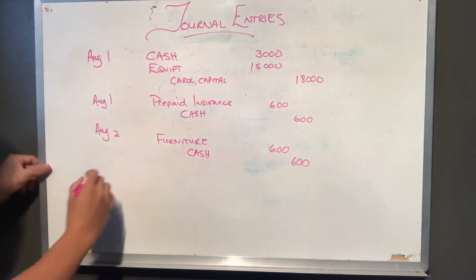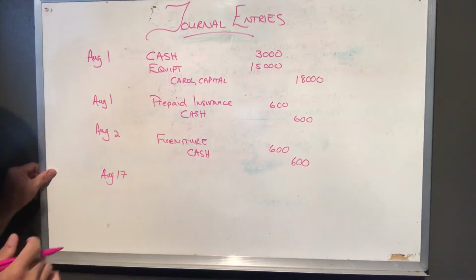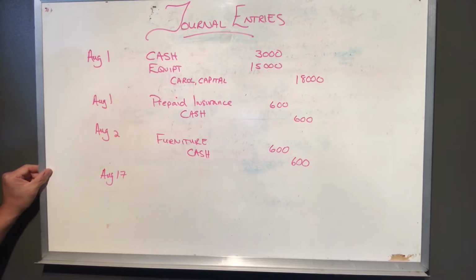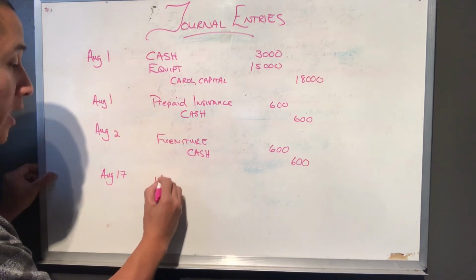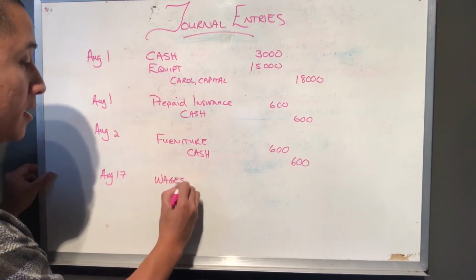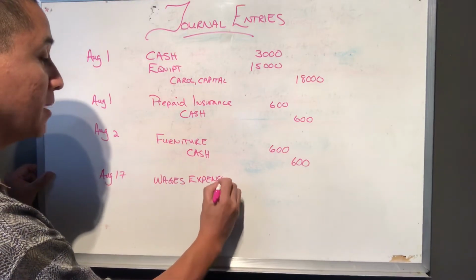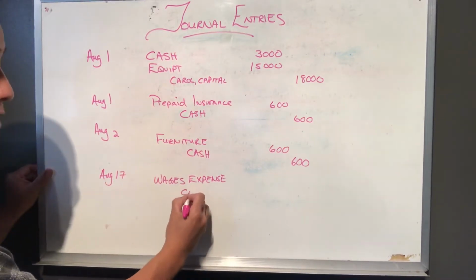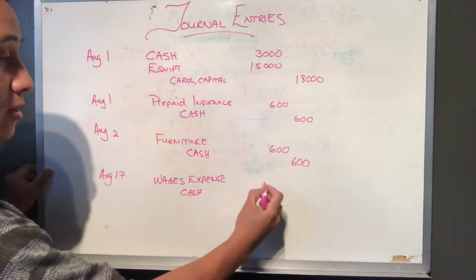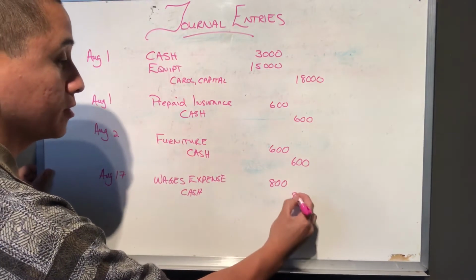Let's just say that on August 17, she had to pay her employee. She has one employee. So in this case, it would be debit wages expense, because remember that expenses are increased by debits, and let's say that she paid that using cash here. So let's say that she paid her employee $800.